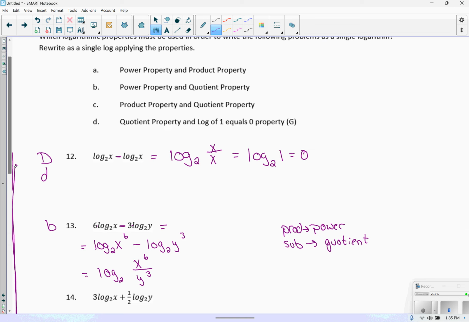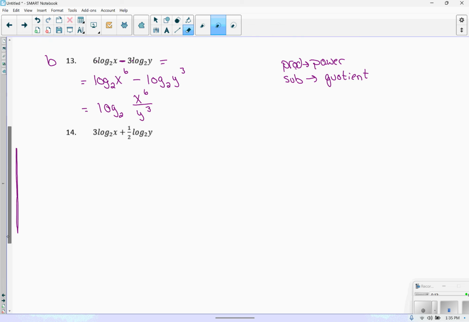I think one of the things vocabulary-wise that gets confusing is this is product to power, and then there's a rule that is a product rule, and that's product goes to sum. So we do want to make sure that we are being careful of that. All right, and then the last one.